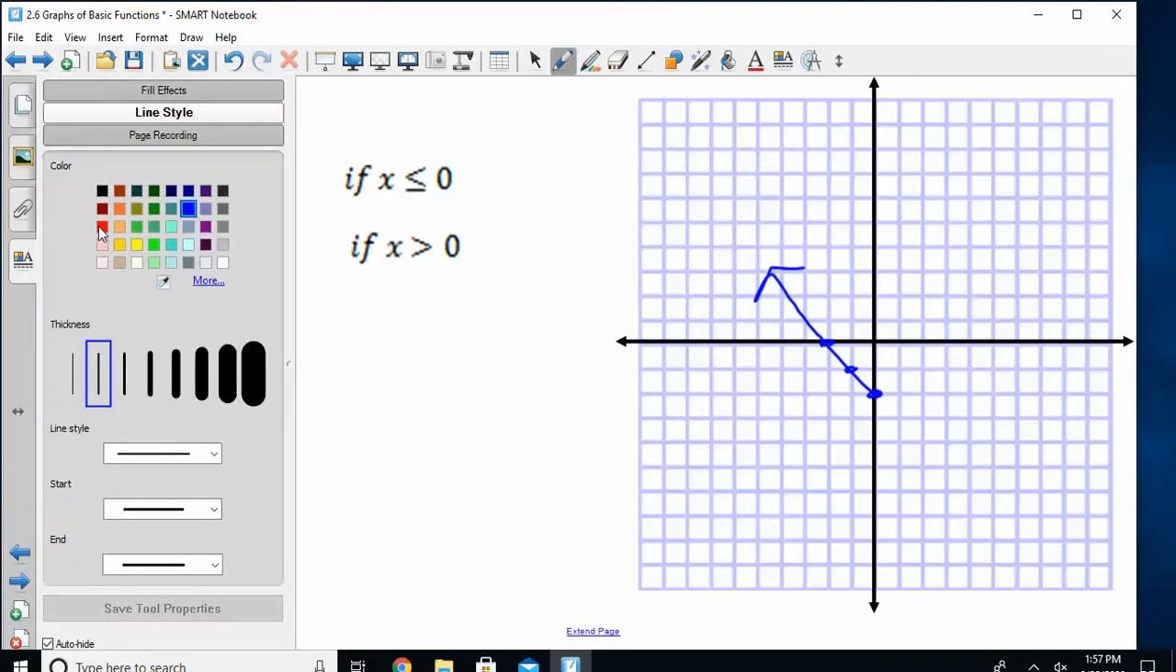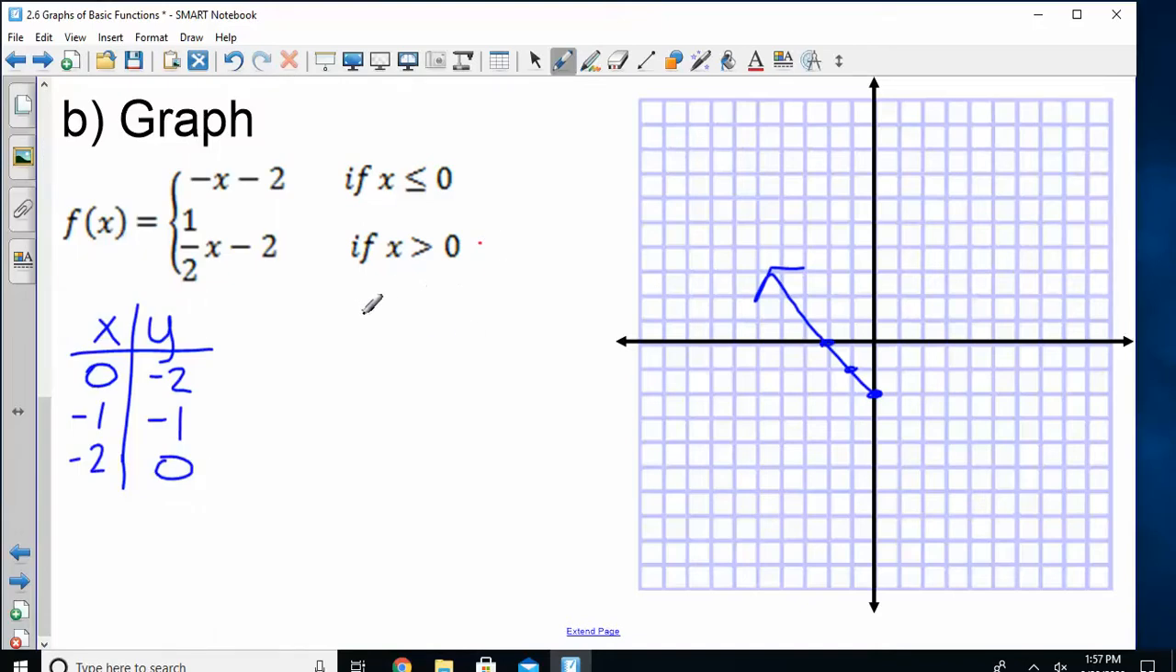Second section, we have to start with the 0, but what will happen there? It'll be an open. If you plug in 0, you get out negative 2. So 0, negative 2 is open. Then you need things greater than that. You can put in a 1, or if you recognize that you're going to be multiplying by a half, if you don't want fractions and decimals, just put in even numbers. You can put in whatever you want. So I may do a 2 and a 4. So if I put in a 2, 1 half times 2 is 1, minus 2 is negative 1. Put in a 4, 2 minus 2 is 0.